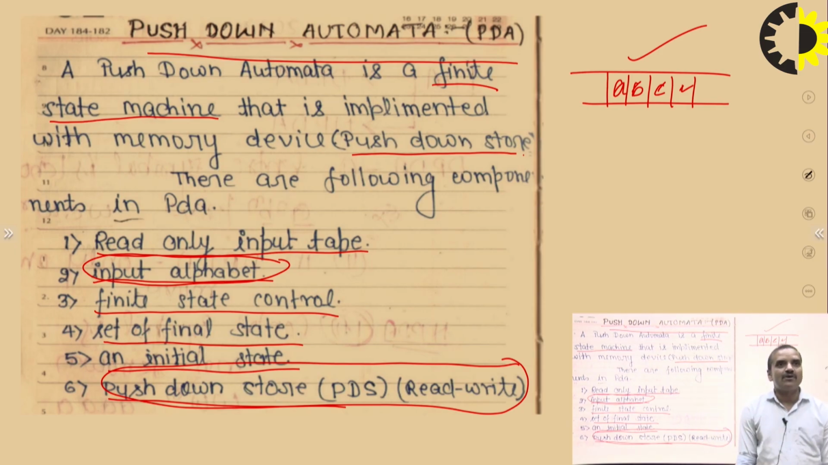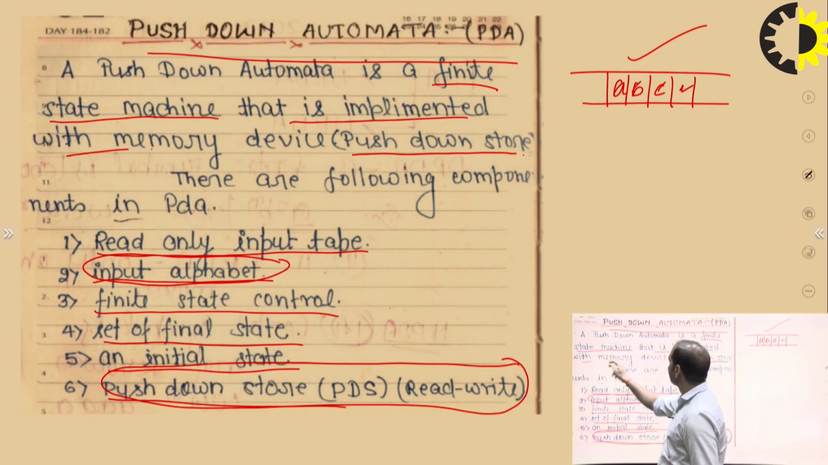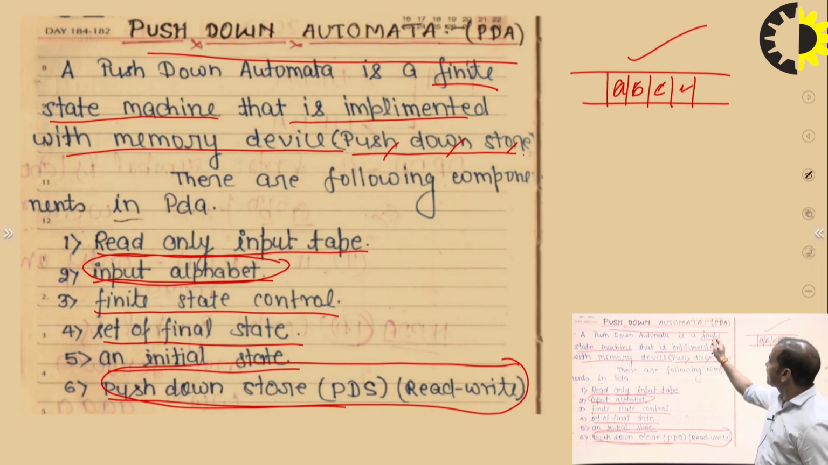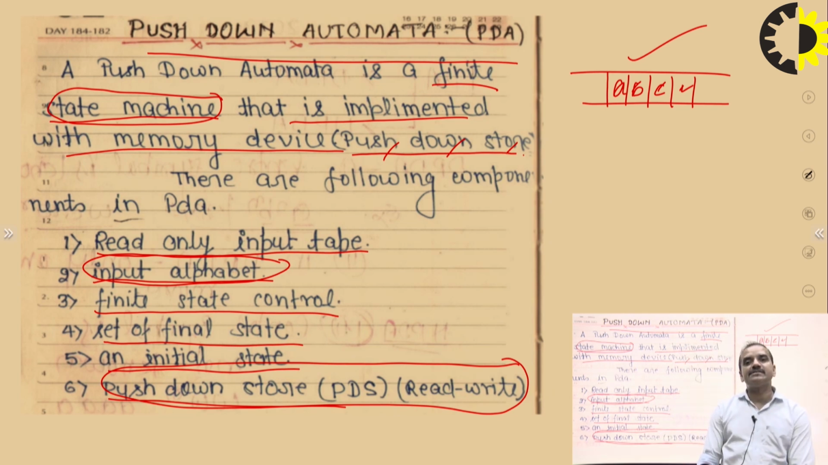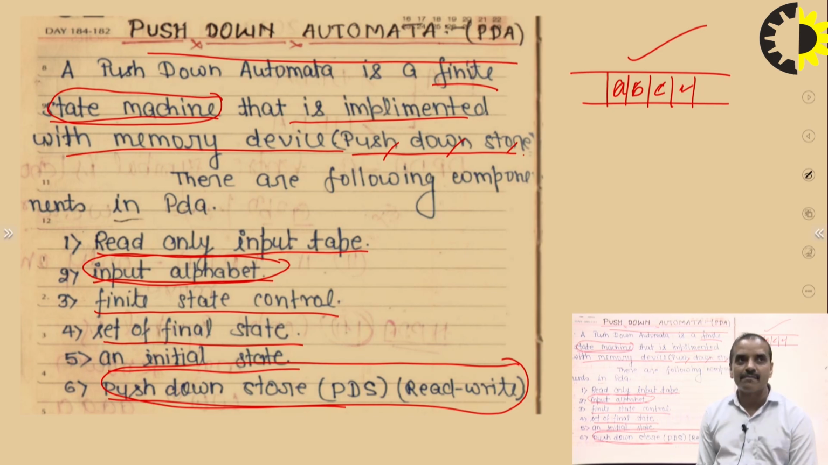First, we want to discuss what is meant by push-down automata. A push-down automata is a finite state machine that is implemented with a memory device called the push-down store, PDS. In this, we have to use a finite state machine. Finite state machine means the number of states must be finite. That means the number of states must be countable, and that machine is called a finite state machine.